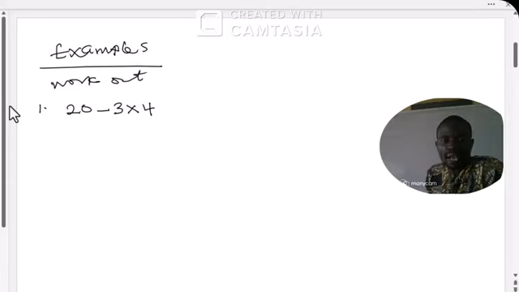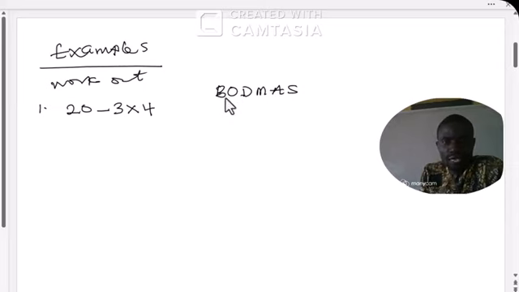Here we have two operations. BODMAS. So we have subtraction and we have multiplication. Look at the order of operations here. We have subtraction here and multiplication here, which means multiplication comes before subtraction. So you are going to carry out the multiplication first before you come back to subtraction.